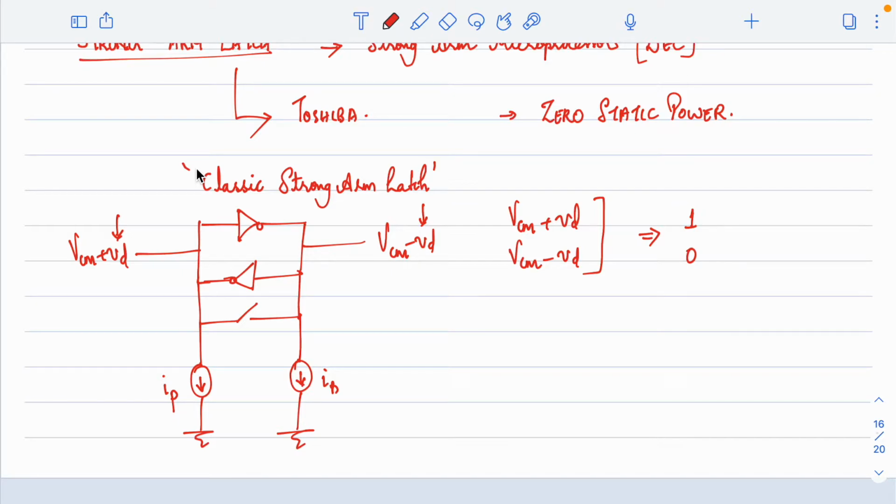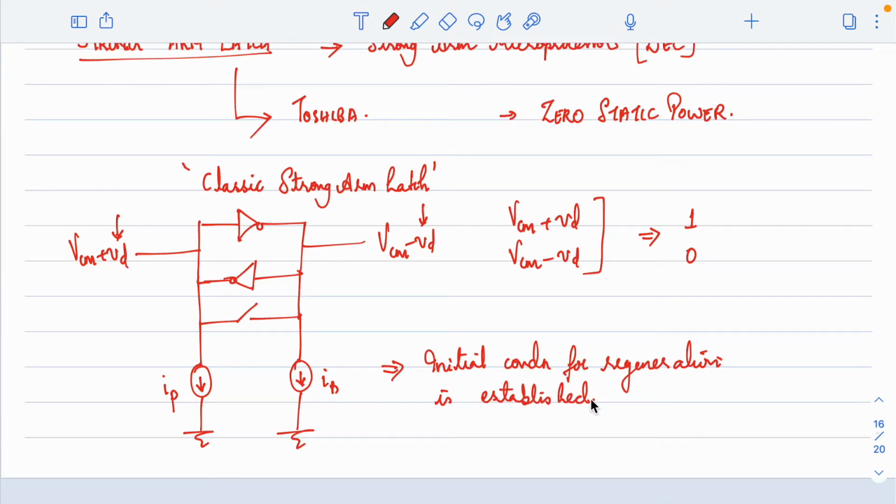Fine. So we have the regenerative latch, then we have this reset signal or reset switch, and then the initial condition for regeneration is basically established with the help of, I'll just write it here, this is the initial condition for regeneration, established in this form.